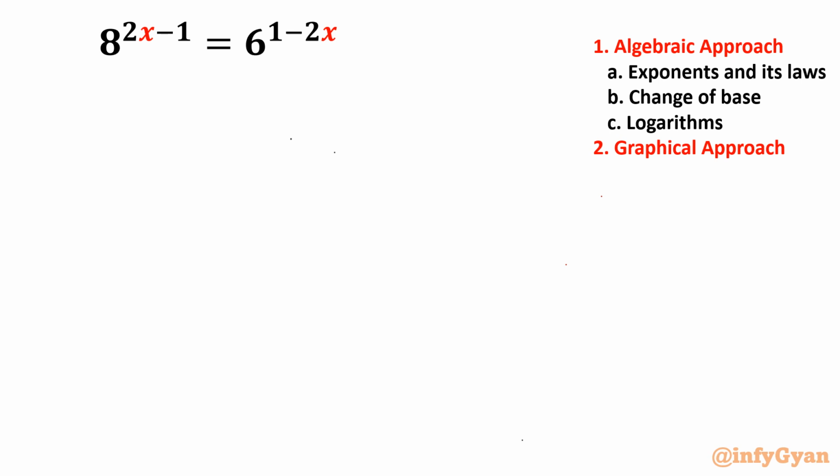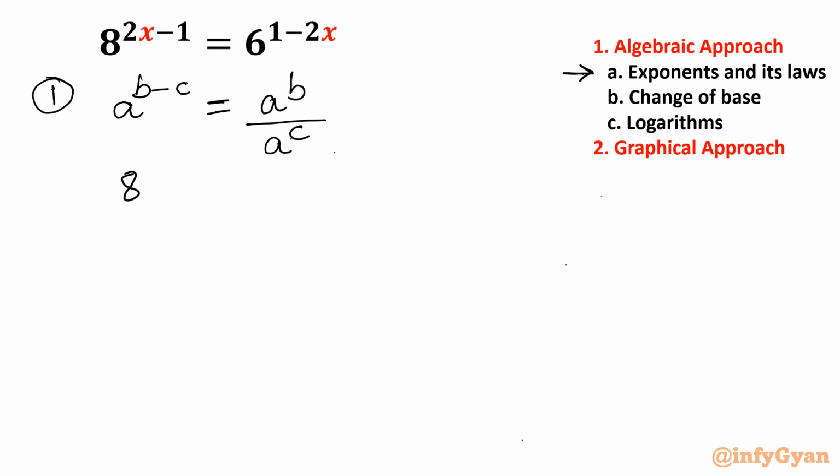I am starting with the exponents and their laws, how we can solve using exponents only. So as we can see, it is a power b minus c. The exponent property we know: anytime we can write this as a power b divided by a power c. So on both sides we will apply the exponent property. So it will become 8 power 2x over 8 equal to 6 over 6 power 2x.